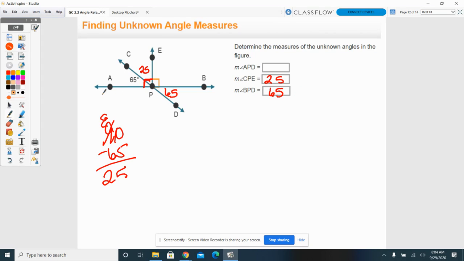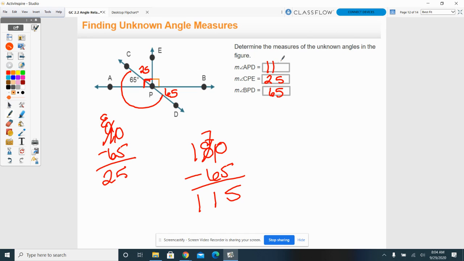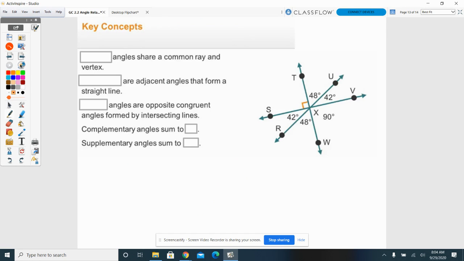What's left to find? This big one here, APD. I guess I could have gone right there right away. There's a straight line. Straight lines add to 180. 180 minus 65. It's 115 degrees. Some of you might have done that first. Like I said, it doesn't matter the order you go on those.